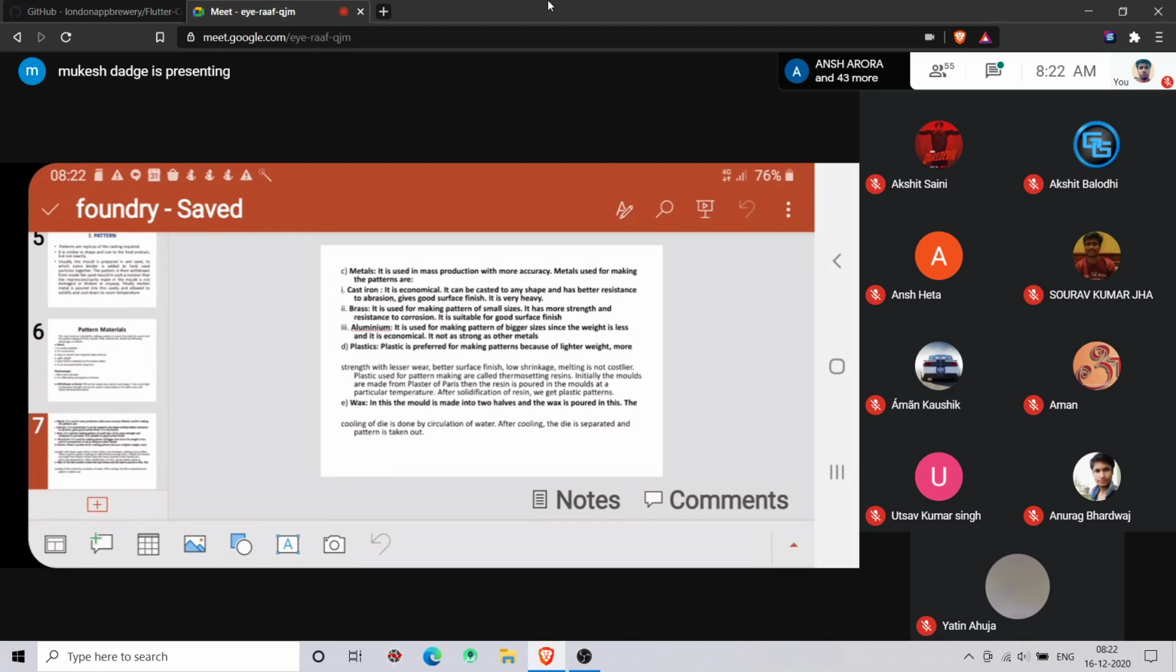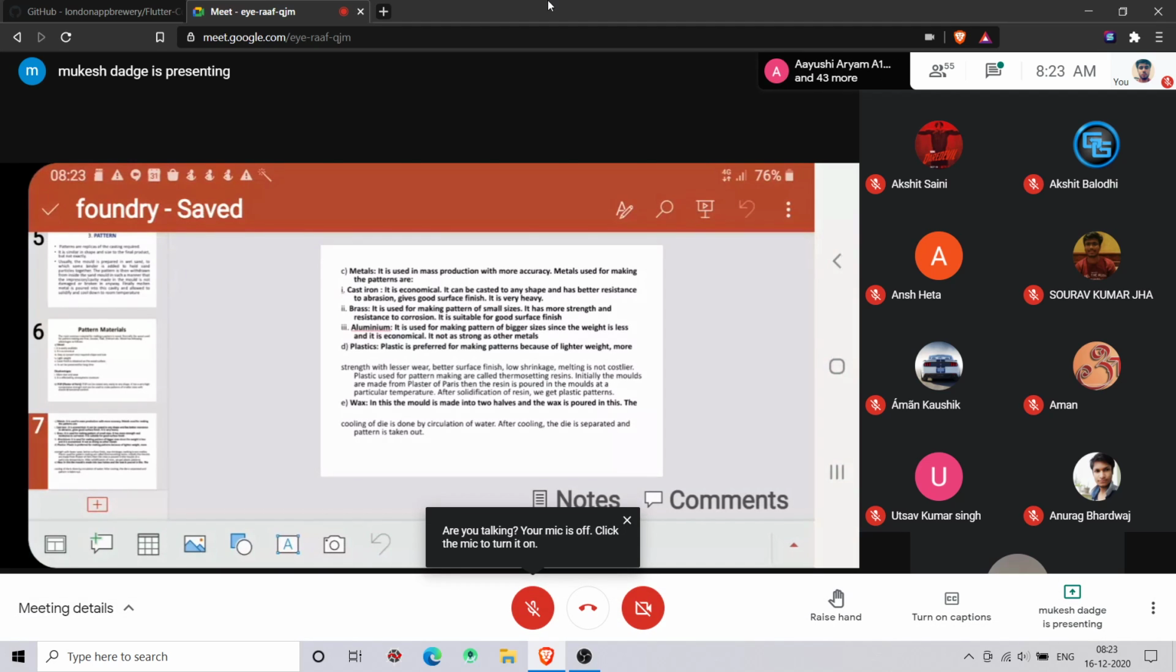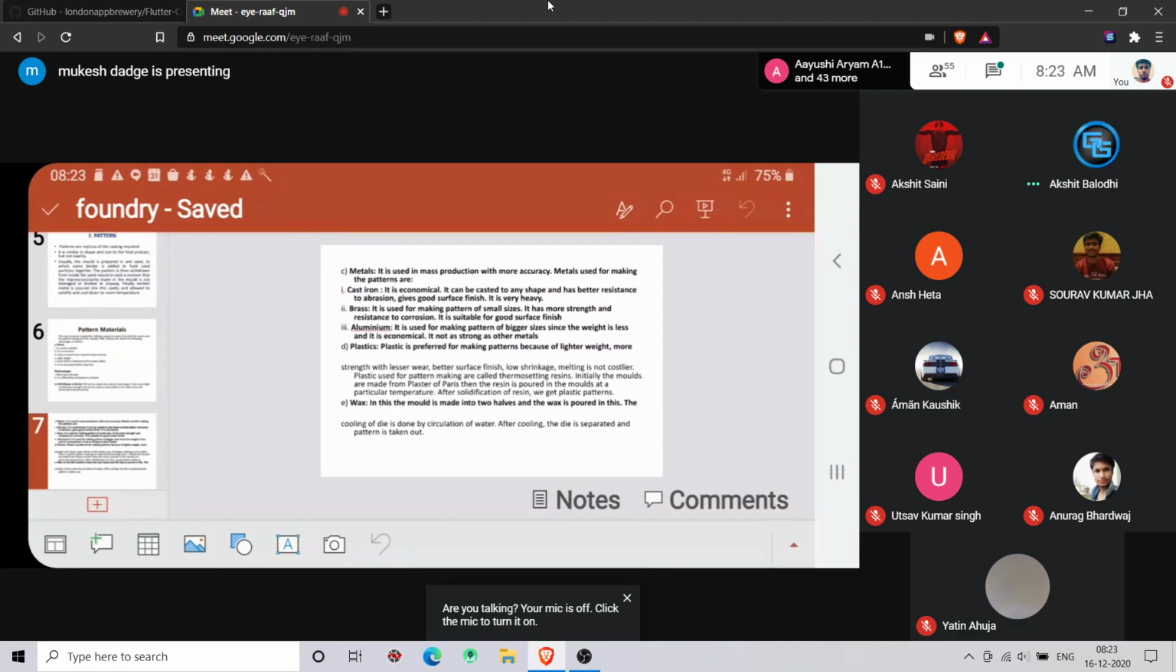Again, metals are there. You can use cast iron, brass, aluminum, plastic. Cast iron, brass and aluminum, these are the metals you can use. Cast iron is economical, it can be cast to any shape and has better resistance to abrasion, and gives good surface finish. It is very heavy, that is its drawback for cast iron.